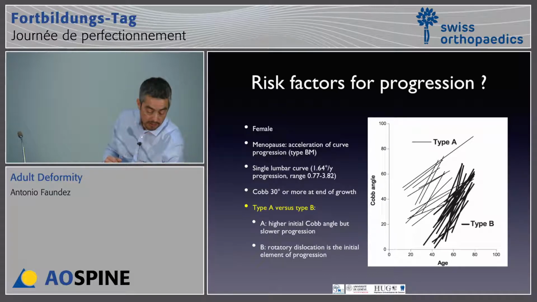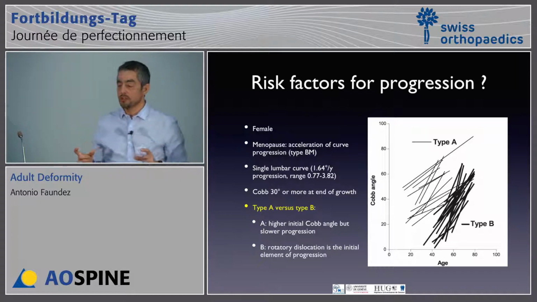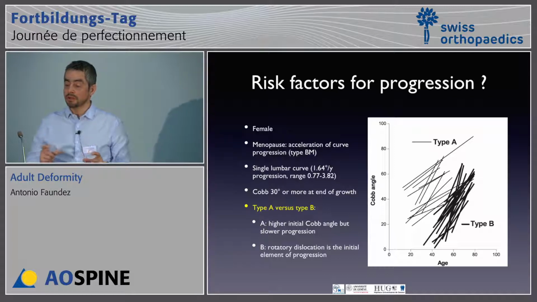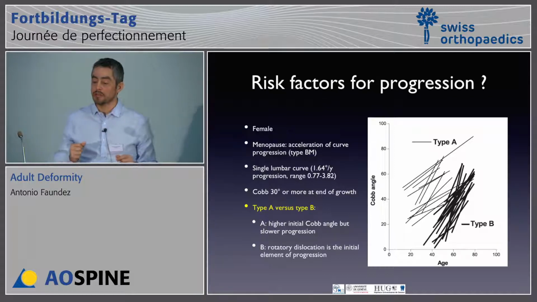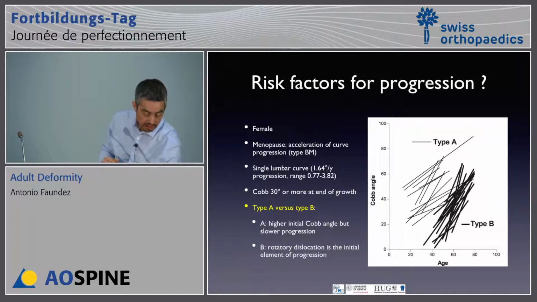And they also saw a difference between type A and type B, where actually the initiation of the curve is a rotatory dislocation in type B, and the progression is much faster than in type A.